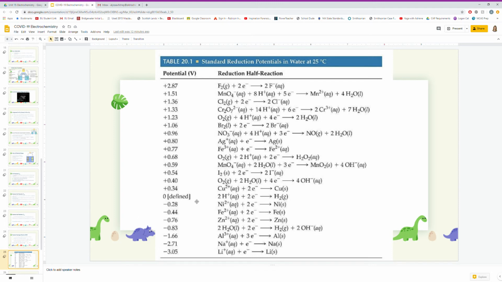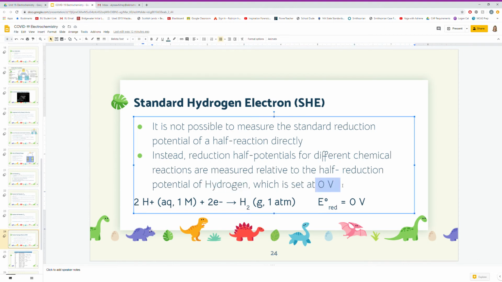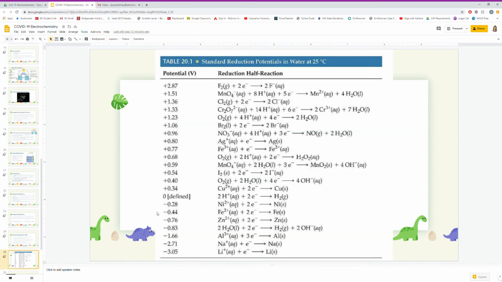And the question is, well, how exactly are you getting these reduction half potentials? And the answer is that it's actually not possible to measure the standard reduction potential of a half reaction directly. Instead, we call the reduction of hydrogen 0. So everything else is just relative to the standard reduction potential of hydrogen. And that's why you see hydrogen over here and everything's either above or below it. It's more positive above and then more negative going below.